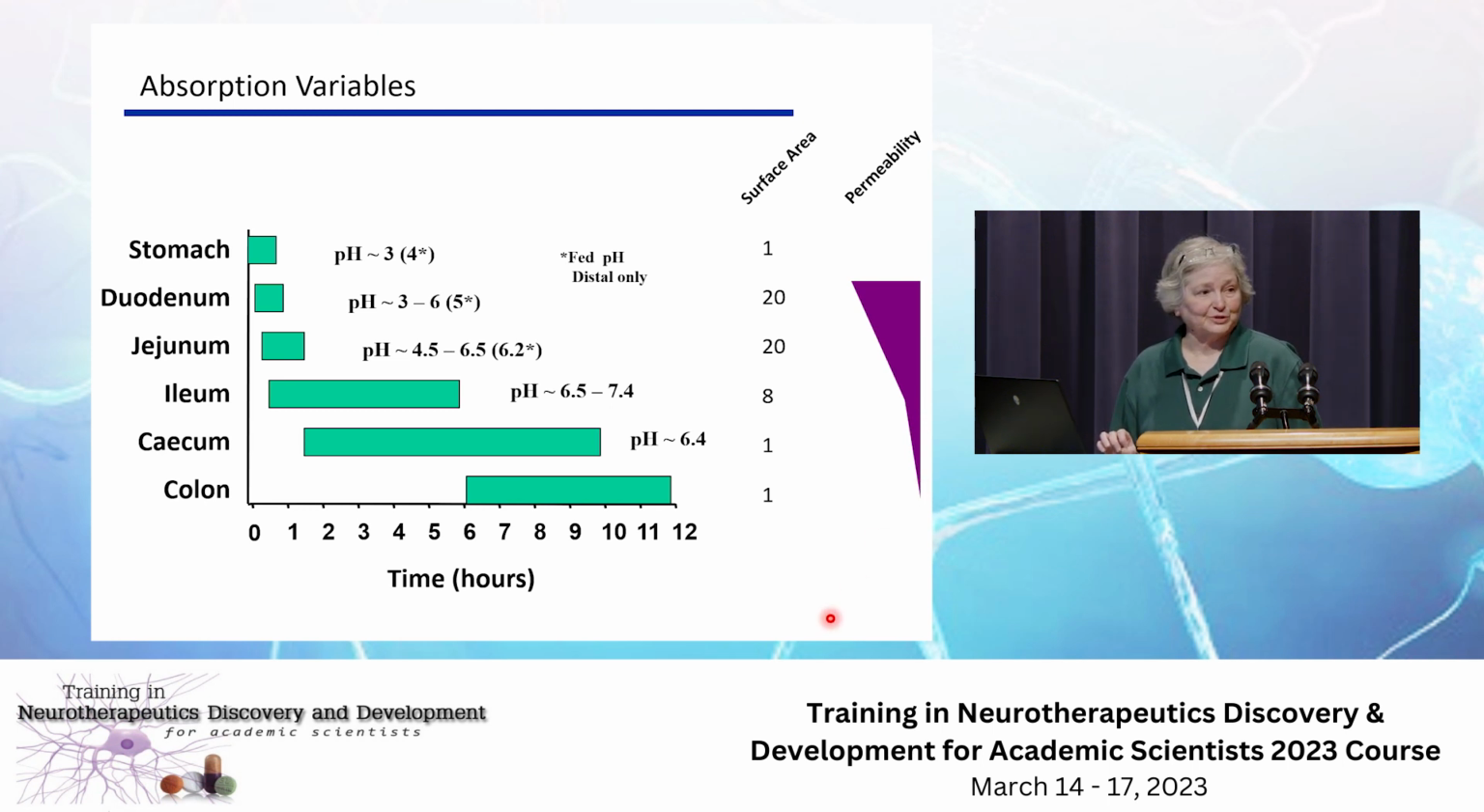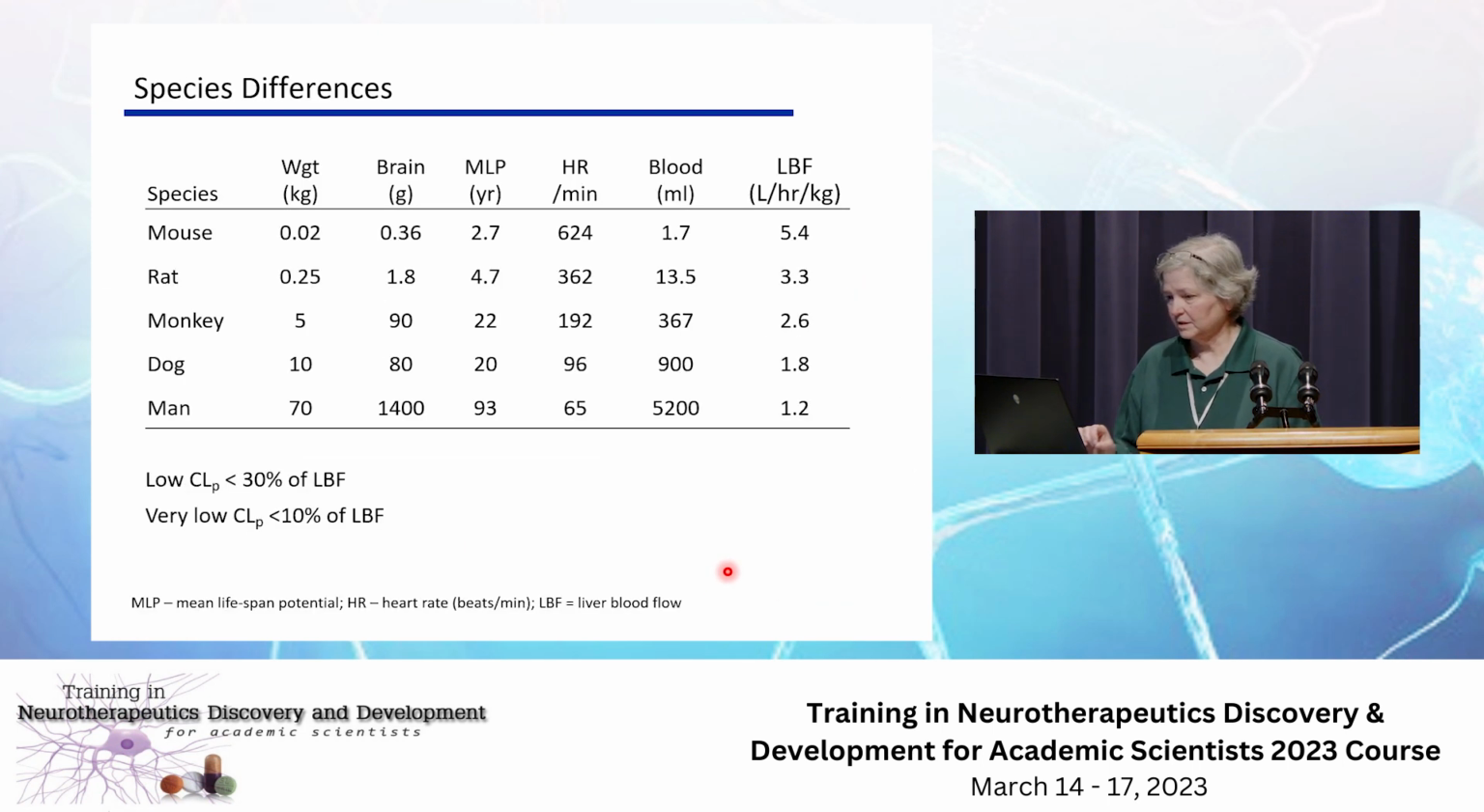But there's a lot of variables here. And you can see as you change one of them, it's going to impact others. The last slide is just a further repeat on species differences. I talked a lot about liver blood flow. Liver blood flow is very different across species. And this is what you'll have to understand as you compare your clearance values to understand whether you have a high clearance compound or a low clearance.